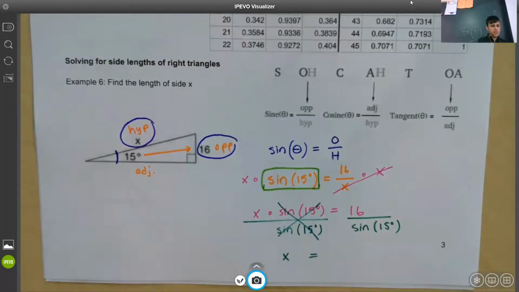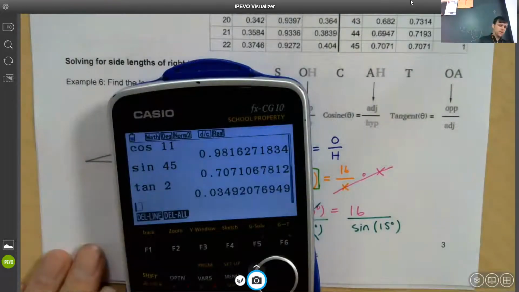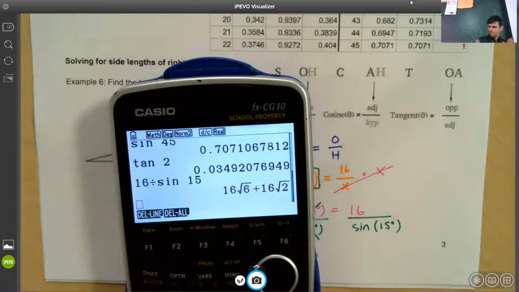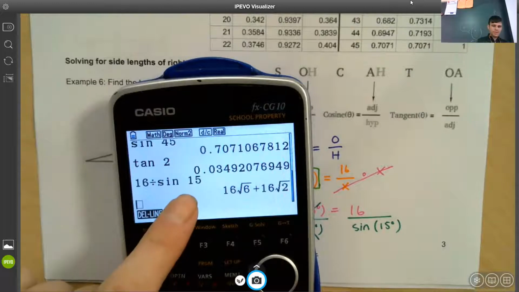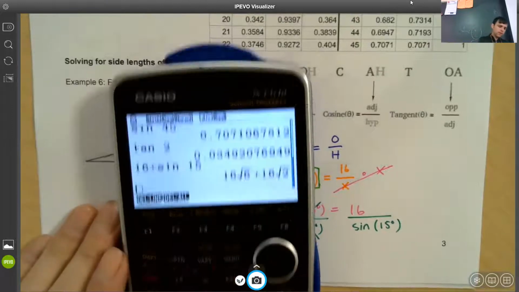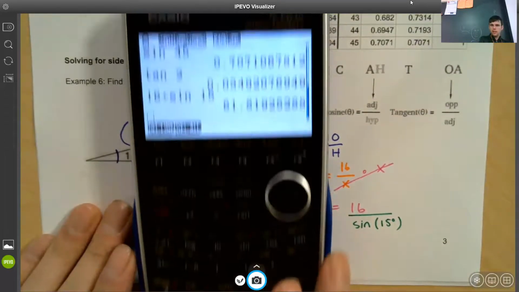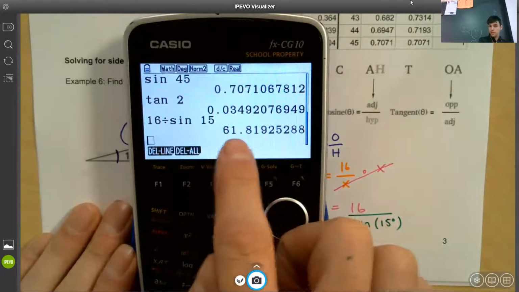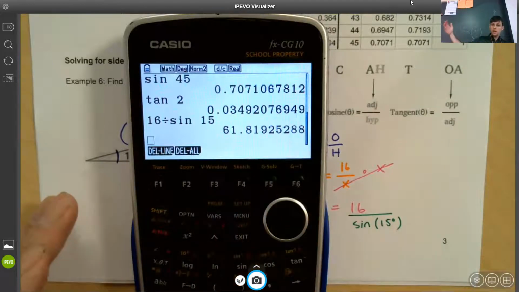Fortunately, pretty much any calculator can do this. It's a little tricky to do on your phone, but it can be done. 16 divided by the sine of 15. This is all I'm doing here. This is one of those exact values. The sine of 15 degrees has an exact value stored in it. You've got to be careful. Sometimes this happens, so you press that FD button, and we're going to work with this decimal approximation. So the approximate value of this is 61.81925, and so on.